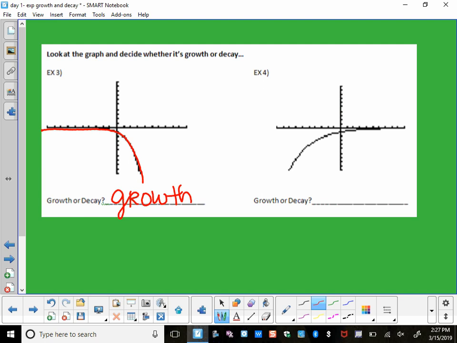All right, example 4, from left to right, we always start with left. Away or towards? Towards, so it's going to be decay. The only time I see someone mess up on this is if they go right to left. If you go from the bottom up, of course it's going to look like it's going towards it, so you may write decay. Make sure you always start with your left side. All right, turn the page.